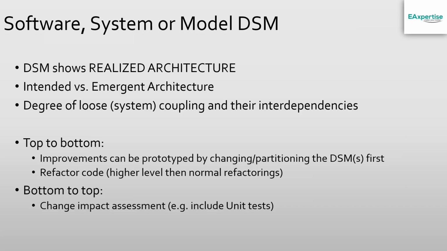But you can also look in a DSM from bottom to top. If you change an element inside a DSM, it will show what higher level elements or modules or system components are affected. So if you model your unit tests inside your DSM and you mark a class inside your DSM as changed, you will automatically see what unit tests are touched by that change. And if nothing is touched, then maybe you have to add some unit tests for that specific change.